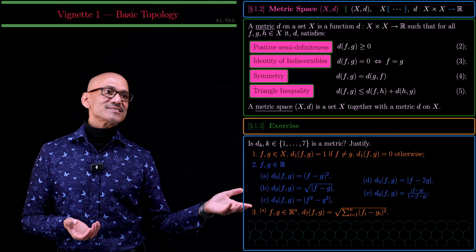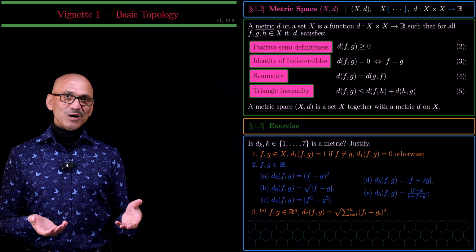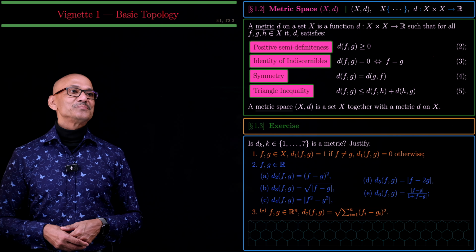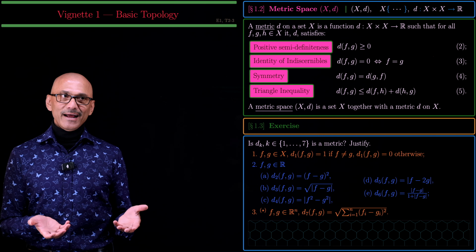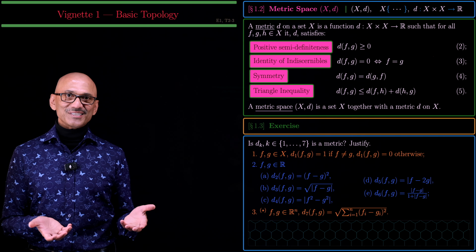And this asterisk here means that I will provide a solution for it, information about which you can find in the description below. But if you would like to try your hand at it, then you can use the hint: use the Cauchy-Schwarz inequality.